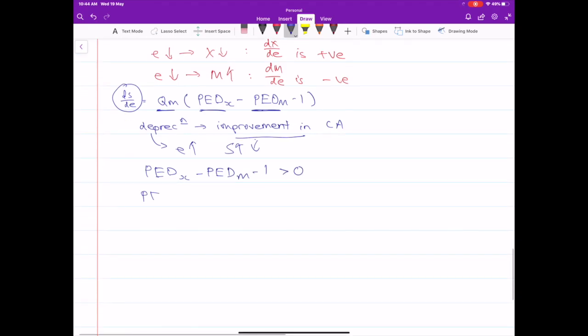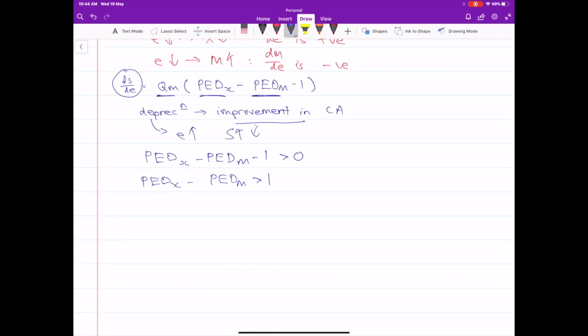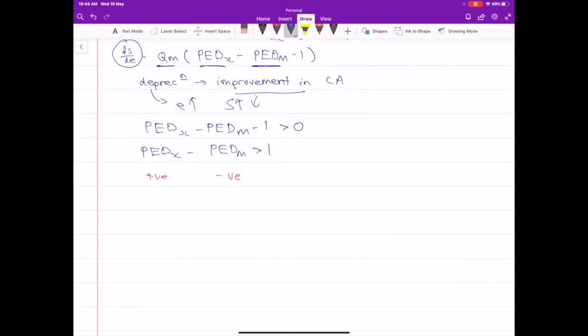Now, moving the 1 over, this has to be more than 1. And as proven, PDX is positive and PDM is negative. So, when we work in terms of absolute values, we get PDX plus the absolute value of PDM more than 1.